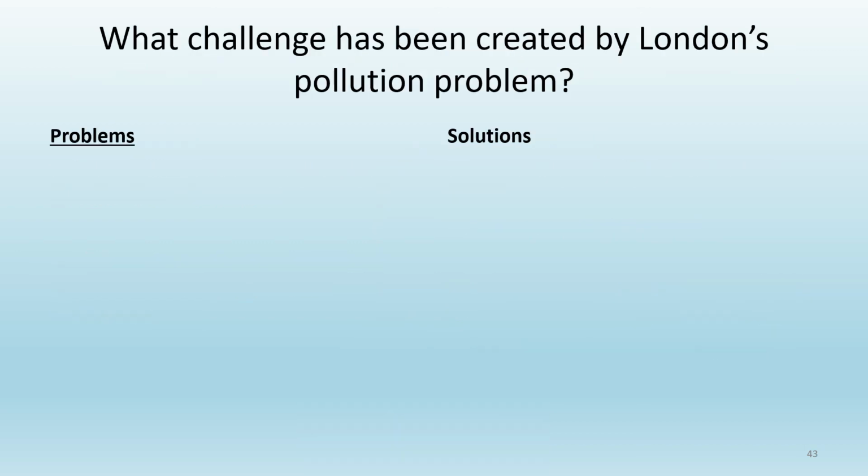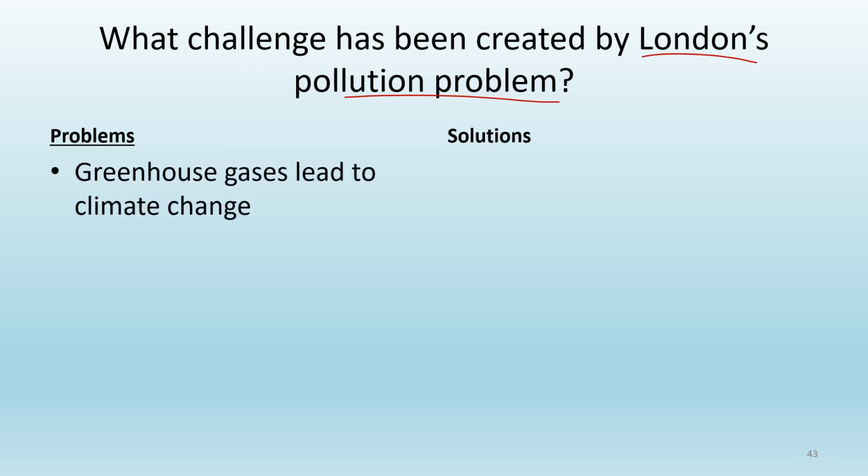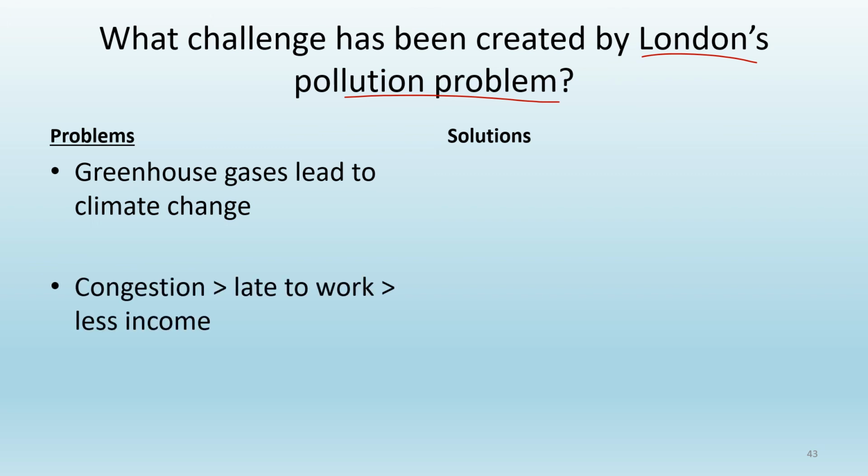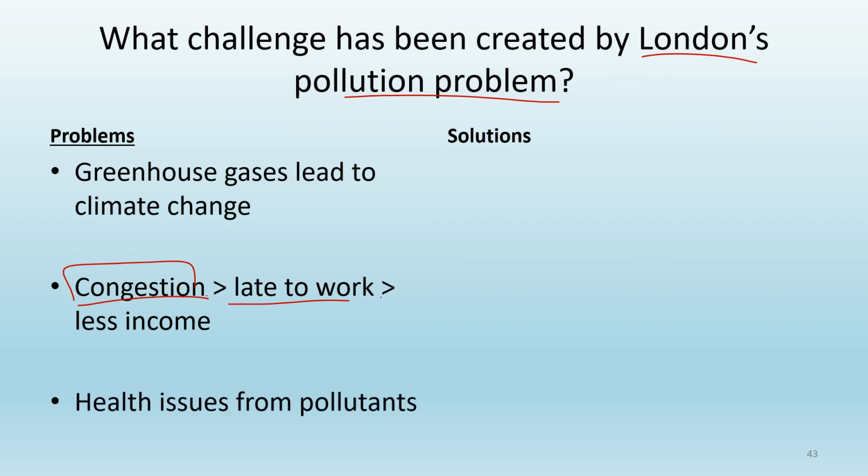The challenges created by London's pollution problem, because we know there's more people, therefore there's more cars and more pollution, is that greenhouse gases are leading to climate change, and there's lots of congestion on the roads. That means that financially people are late to work, reducing their income, and also then people are experiencing health issues in London because the air is so polluted.